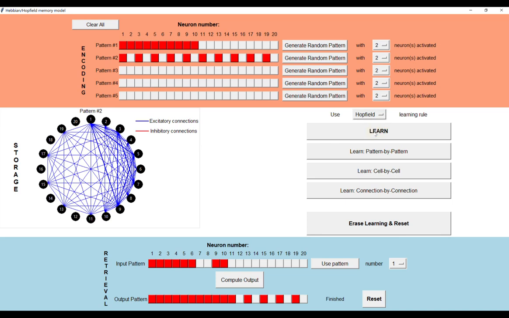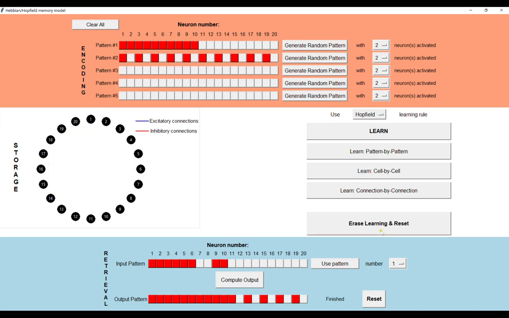So John Hopfield, a physicist in the 80s, came up with an alternative learning rule. In this learning rule, you can have not only excitatory connections, but also inhibitory connections. And this learning rule says that if two neurons do the same thing within a pattern, if they either both fire or if they both remain silent, then the connection between them grows more excitatory. If they do opposite things, so in the second pattern, 6 and 7, one is not active, one is active, then the connection between them becomes more inhibitory.